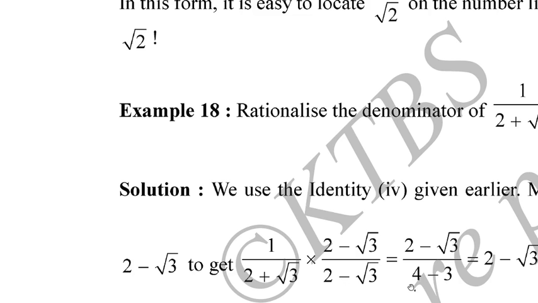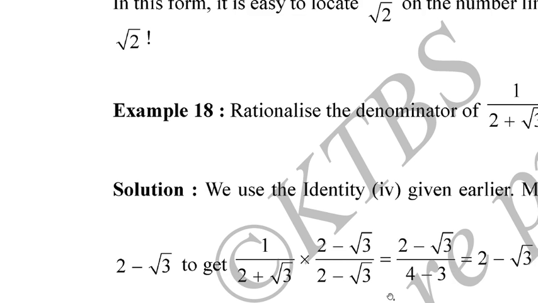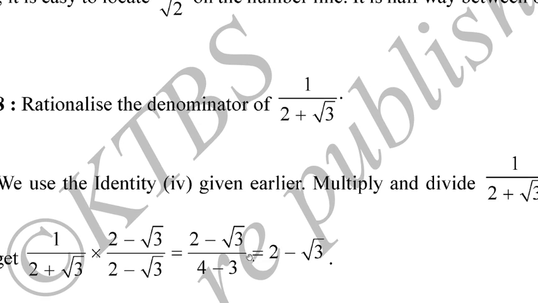The step is the same, and then we will get the answer 4 minus 3 whenever we do the sum, 2 plus root 3 and 2 minus root 3. So we will get 2 minus root 3. Why? Because 4 minus 3 is equal to 1. Then 2 minus root 3 will be our answer.